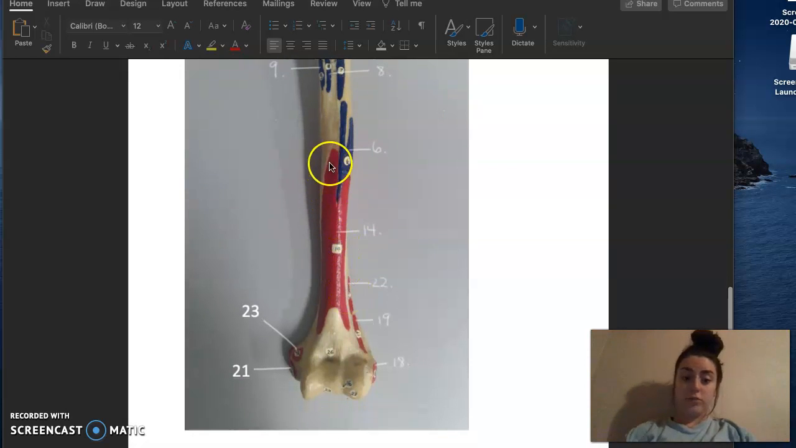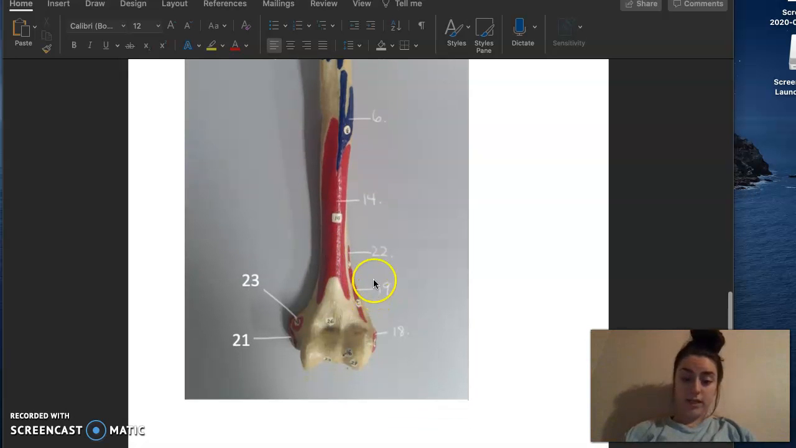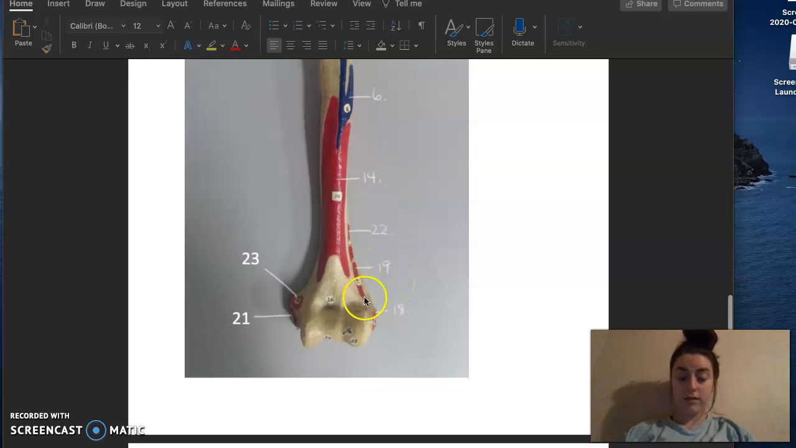Number 14 is where the brachialis would originate. 22 is where the brachioradialis would originate. 19 is the extensor carpi radialis longus, originates right there.